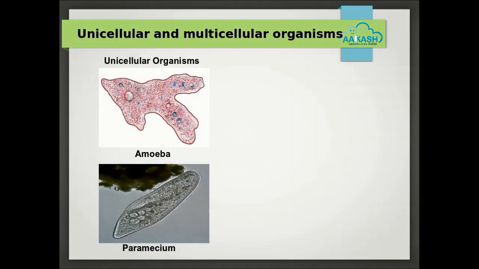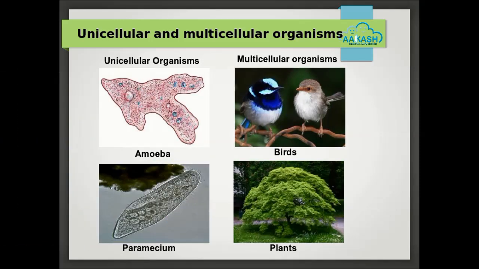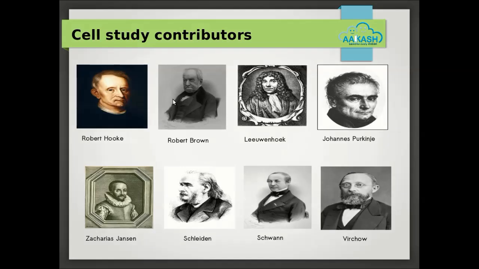Eukaryotic organisms can be unicellular or multicellular. Unicellular organisms are made up of a single cell, are very small and microscopic in nature, and a single cell performs all the functions. Examples are prokaryotes such as amoeba and paramecium. Multicellular organisms consist of many cells, are macroscopic in nature, and contain specific organs to perform specific actions. For example, all plants and animals. These are some of the important scientists who have contributed to the study of cells.